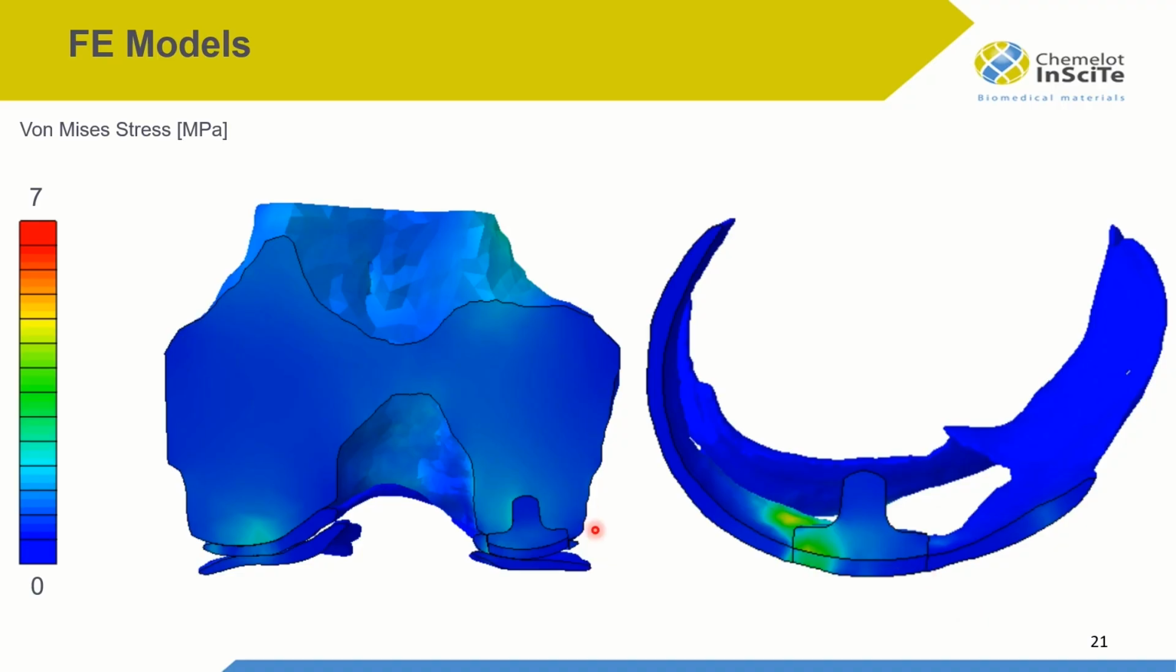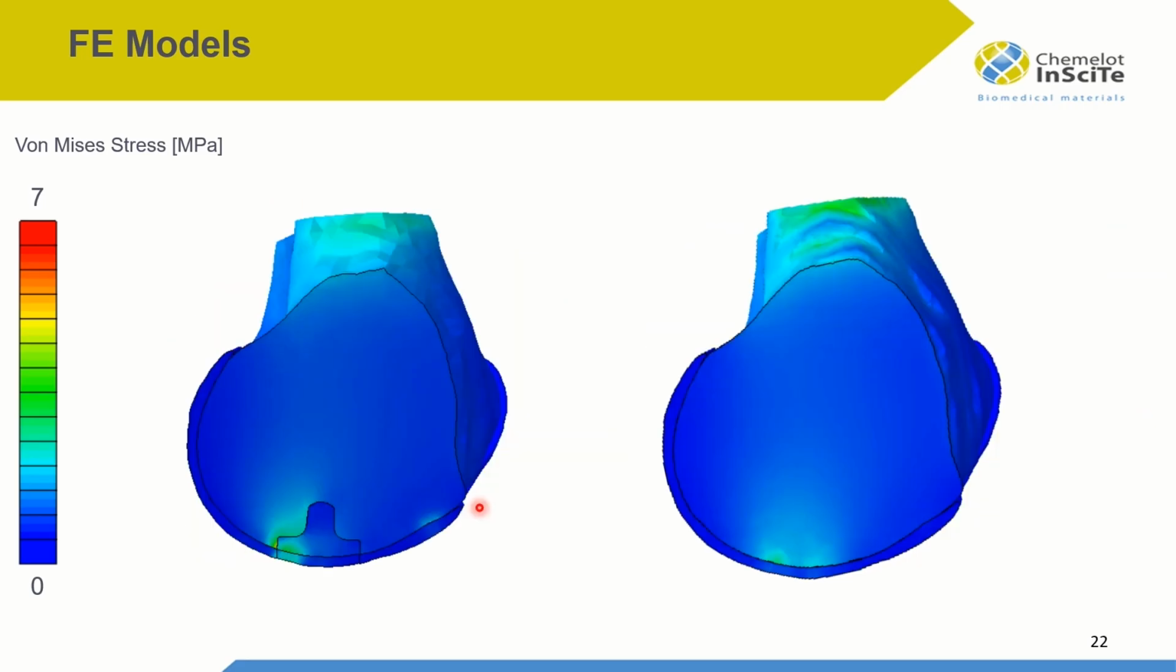And if we analyze the cross sections at that instant, we see that there is more load or stresses concentrated at the back of the implant, and in the lateral medial axis, the stress distribution is more homogeneous, even though there are slightly more stresses towards the center of the knee.